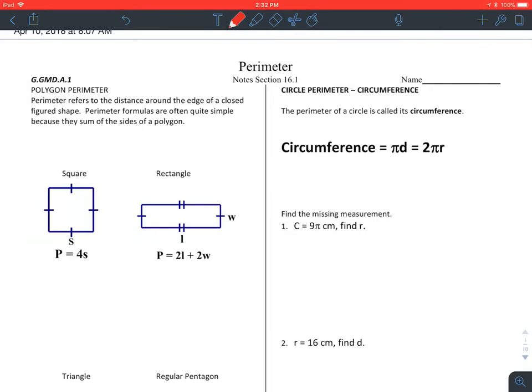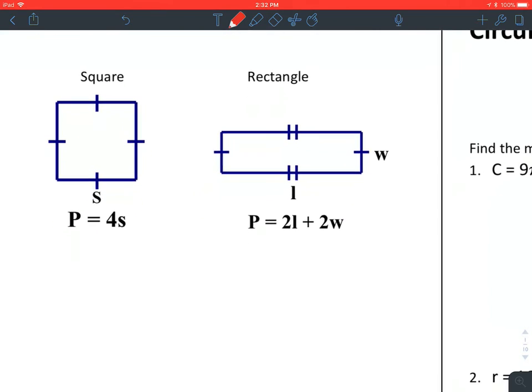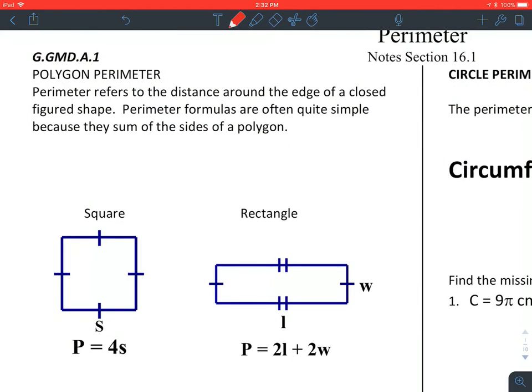Section 16.1 is talking about perimeter. A polygon is referring to a two-dimensional shape that is closed, and each side is a segment.